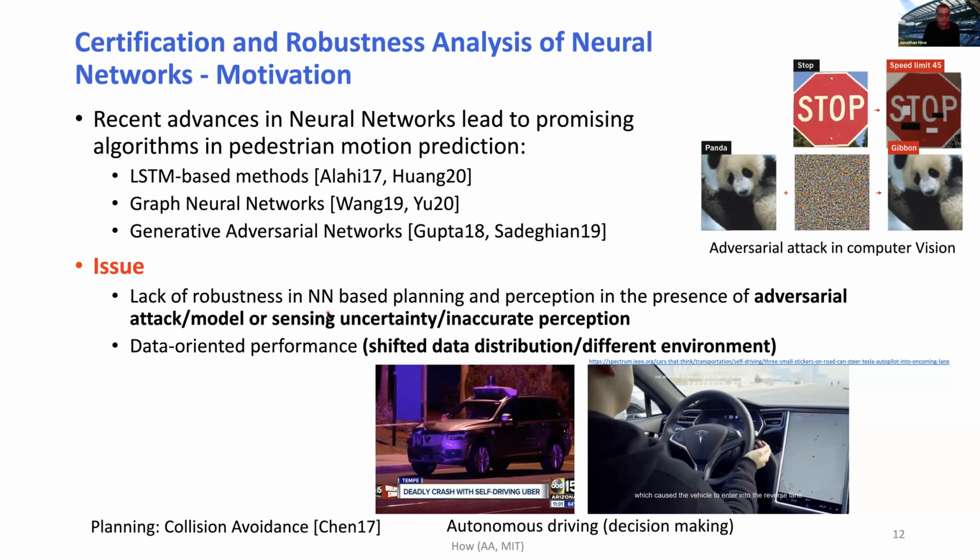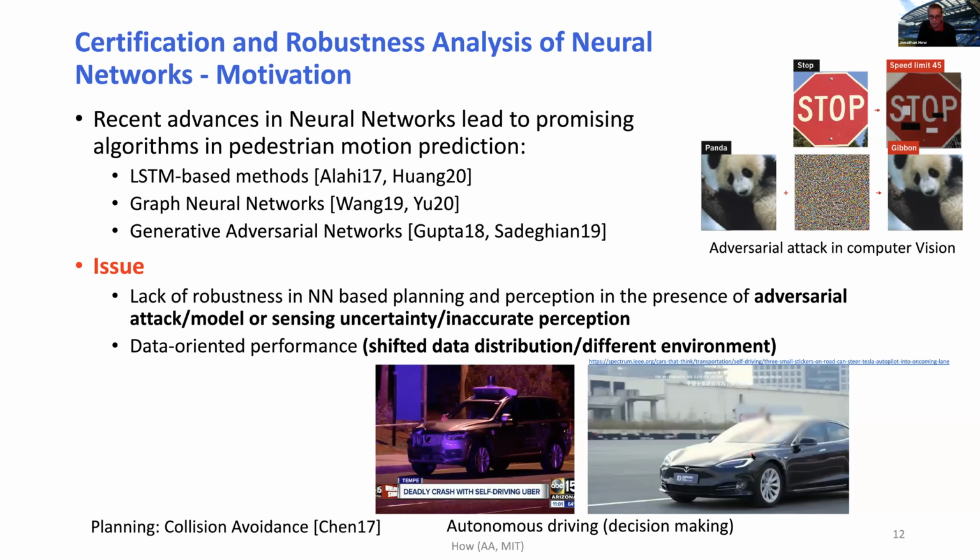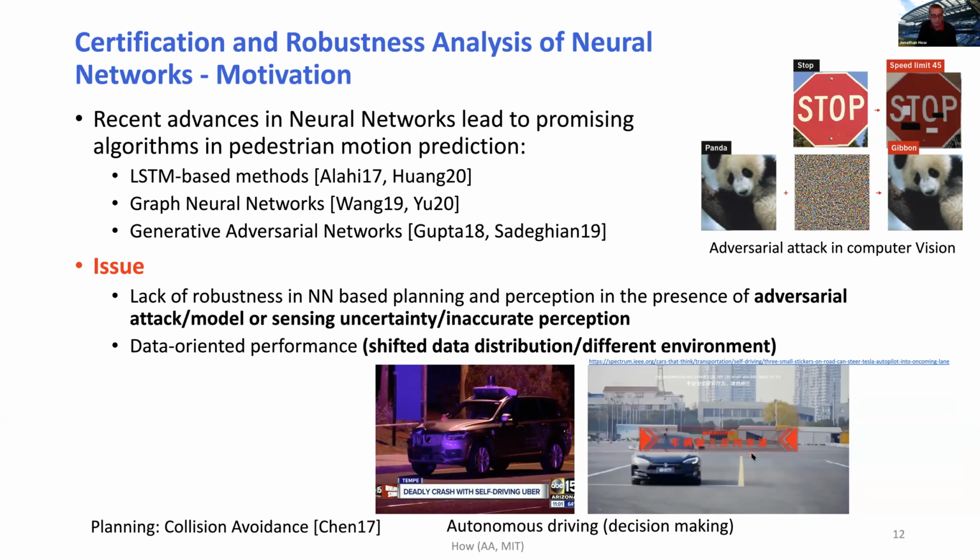So we have this issue of lack of robustness in the neural nets based on the planning and perception in the presence of, we describe it as adversarial, but that's just thinking about worst case. And we aren't necessarily expecting an adversary, but we want to make sure we understand what the worst that can happen can be. And so this was a case actually with Tesla, where very small perturbations to the outside world led to a very different result than you would expect the vehicle to be executing itself.